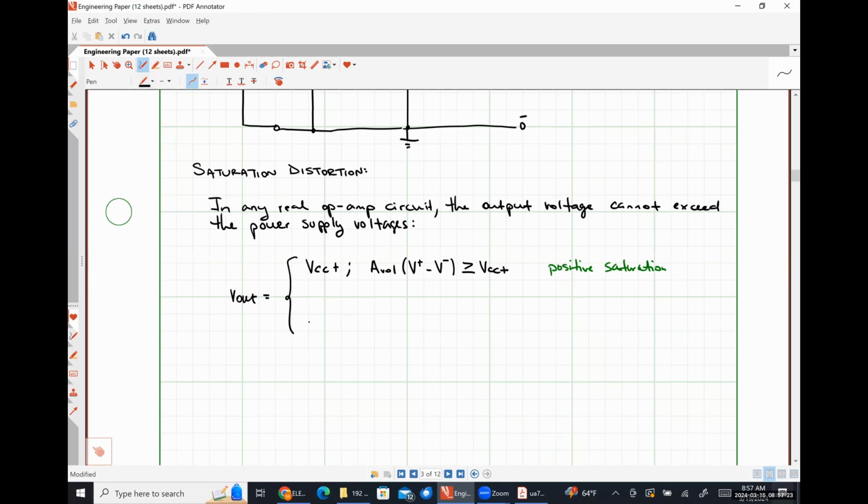On the other side of things, our output voltage will be equal to VCC minus whenever the product of our open loop voltage gain and our differential voltage is effectively more negative than VCC minus. We call this negative saturation.